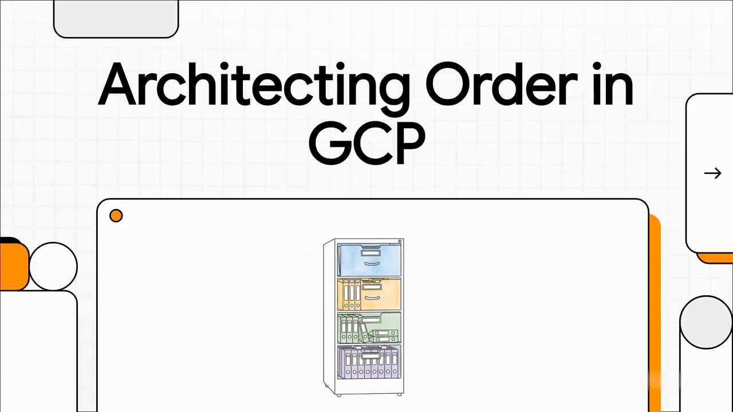Let's say you just landed a new gig as a senior architect. You get the keys to a whole suite of Google Cloud projects. The only problem? It's a complete and total mess. In this explainer, we're going to walk through a real-world case study on how to take that kind of chaos and architect it into perfect order.